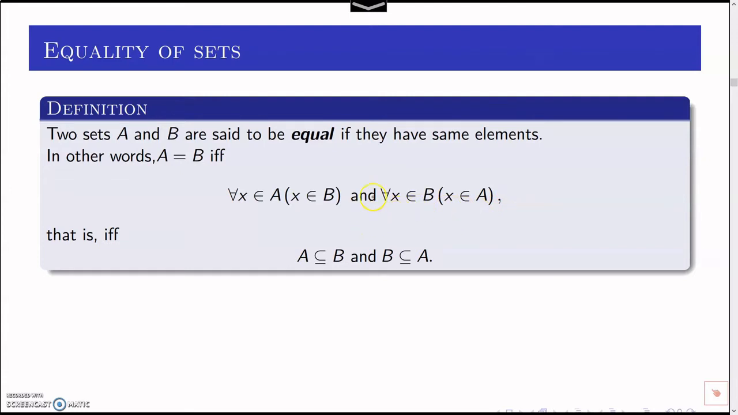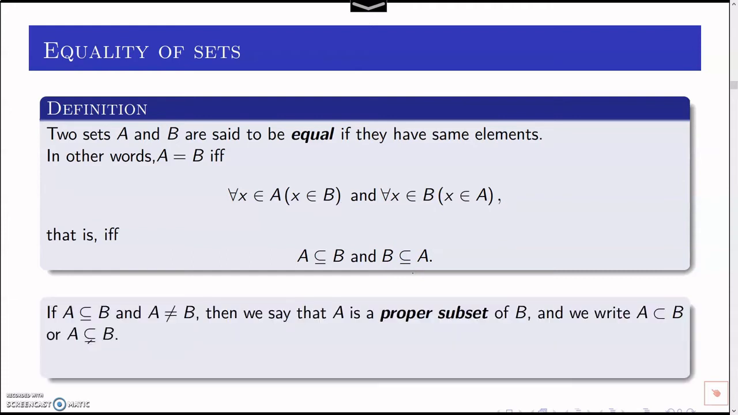And you can again rewrite this as A is a subset of B, and you can rewrite this also as B is a subset of A. Okay, so two sets A and B are equal if and only if they are subsets of each other. Okay, we also saw that every definition is an if and only if condition in the first chapter.